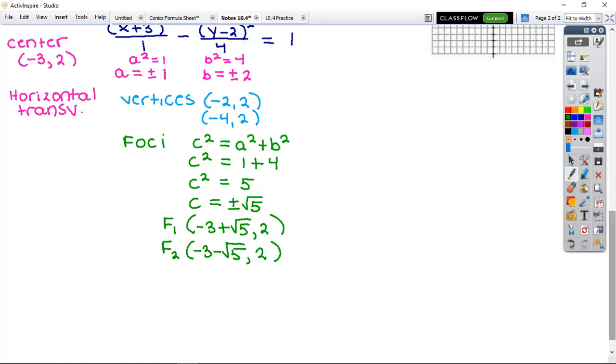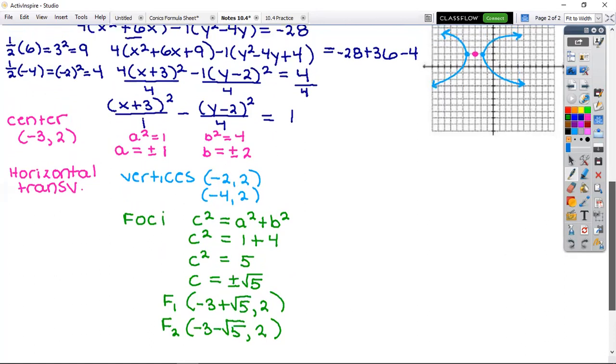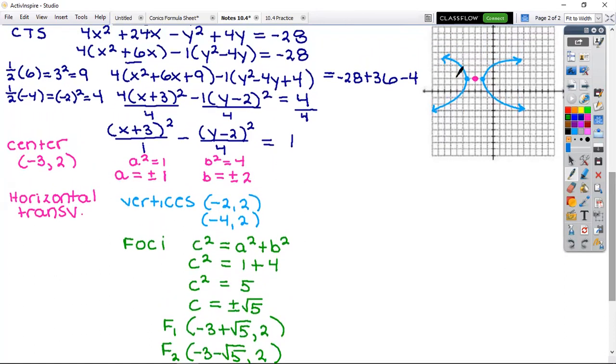Okay, almost done. Again, if you want to plot those, just use your calculator to get your decimal equivalents. But they're going to be somewhere around here, give or take. So focus 1, focus 2. All right, that brings us to the last and final part, which is your asymptotes.